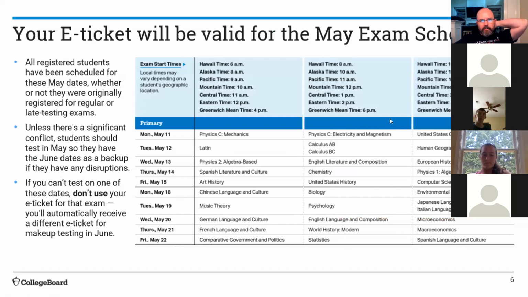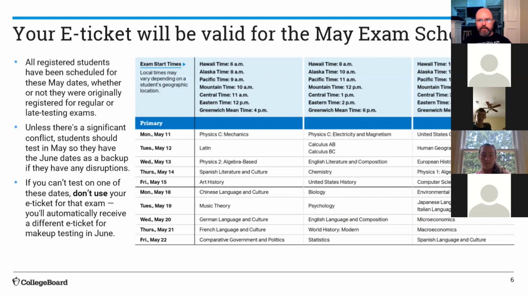Your e-ticket will be valid for the May exam schedule. All students have been scheduled for these May dates, whether or not you originally registered for regular or late testing exams. Unless there's a conflict, you should have your test in May. The June dates are backups. It's going to be more crowded. There's going to be more exams per day, and there's going to be more conflicts. So if you are taking exams, get them done in May.